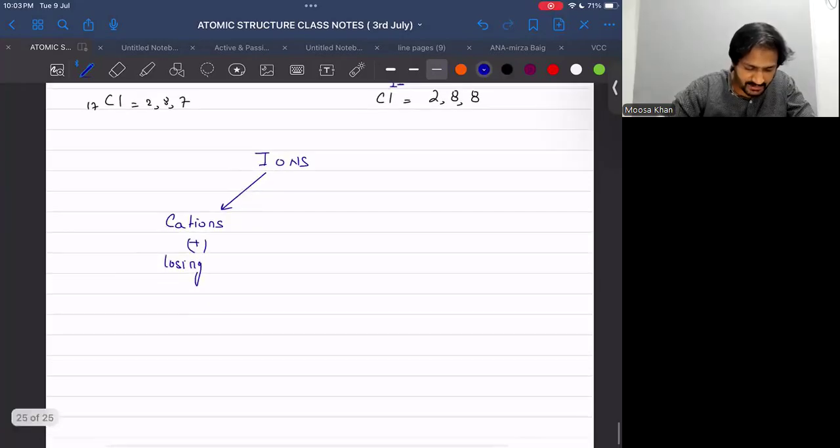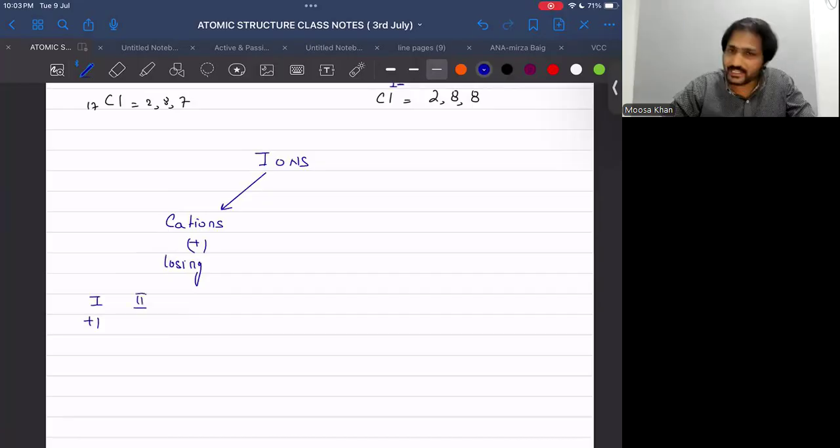All group 1 elements, they lose 1 electron and they get a charge of +1. सारे group 2 elements, they lose 2 electrons to form a charge of +2. All transition metals, they also lose electron, but we cannot decide their charges. वो हमें बाद में खुद बताएगा वो. All group 3 elements, they all lose 3 electrons to get a charge of 3 positive. Group 4 ko we are not discussing group 4 right now.